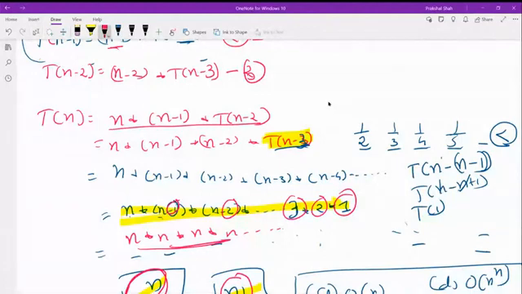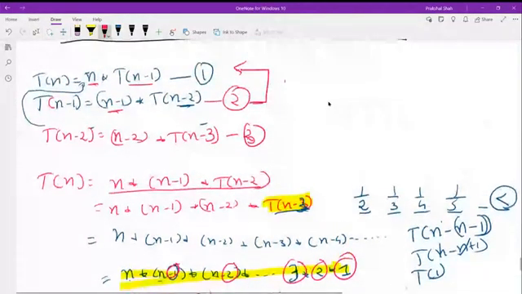Okay. So in this one, what we did: first of all, we had T of n. Then we found T of n minus 1, then we found T of n minus 2. And these two things we put here. If you put T of n minus 1 here, you will get what? If you put this equation here, what will you get?